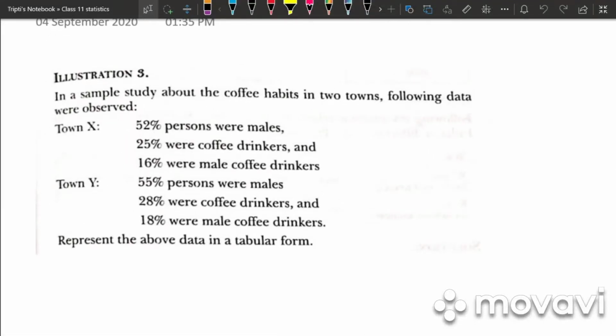Good morning, students. So let's continue the problems of our fourth chapter, that is presentation of data. Let's go on to illustration 3.